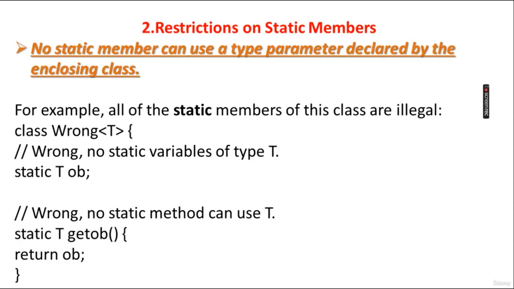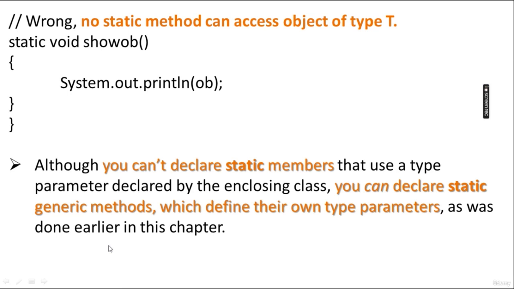Restriction on static members: no static member can use a type parameter declared by the enclosing class. All of the static members of this class are illegal. Class Wrong<T>: no static variable of type T. Static T ob: you cannot create this. No static member can use a type parameter declared by the enclosing class. No static member can use T, like static T getOb(). So these two lines are wrong. Cannot use them like this. No static member can access an object of type T, so it is also wrong.